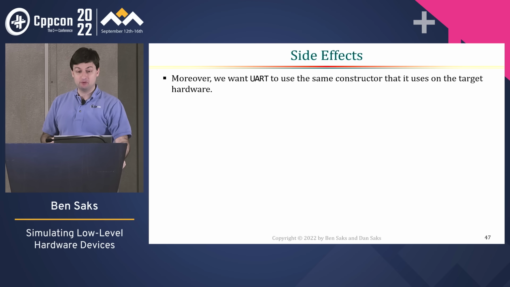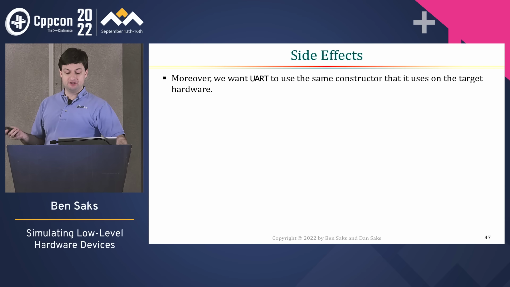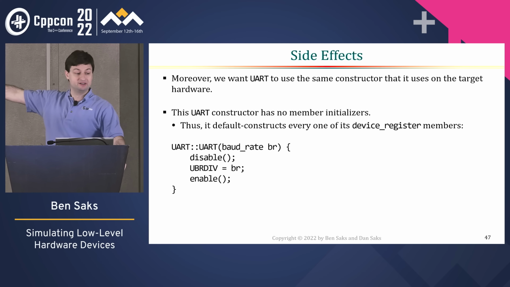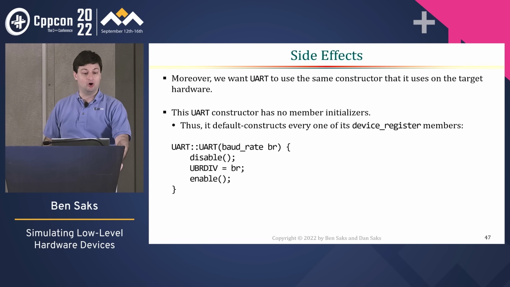And moreover, we've already written the UART constructor that we want to use. It doesn't have any member initializers in it. It's default constructing all of those device registers. So we also can't rely on that constructor to provide information to the individual device registers about what their side effects are supposed to be. So, okay, we can't use the type, we can't use the constructor. What can we use? Well, let's try working with the location of the register.